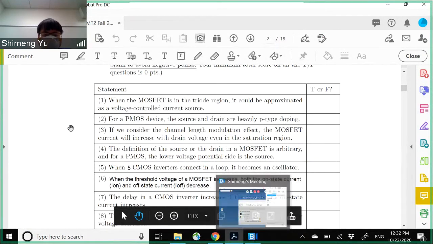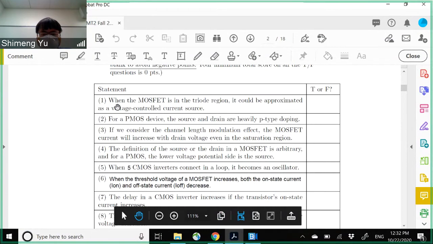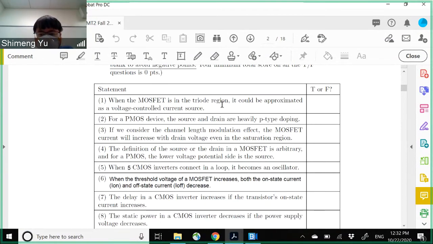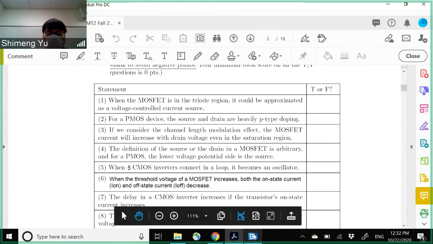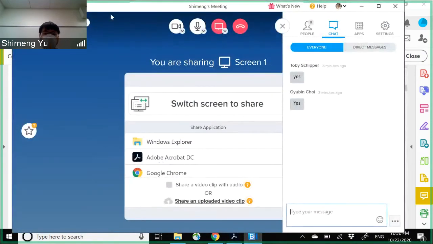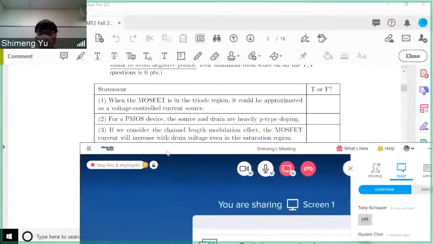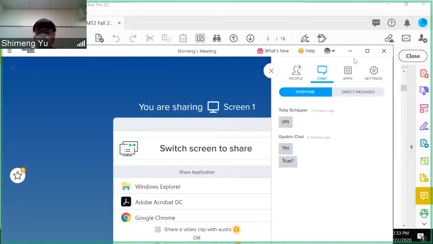So the first statement here: when the MOSFET is in the triode region, it could be approximated as a voltage-controlled current source. Is this true or false? I'll give you like 10 seconds to think it over. Yeah, you can type in your answers through the chat.